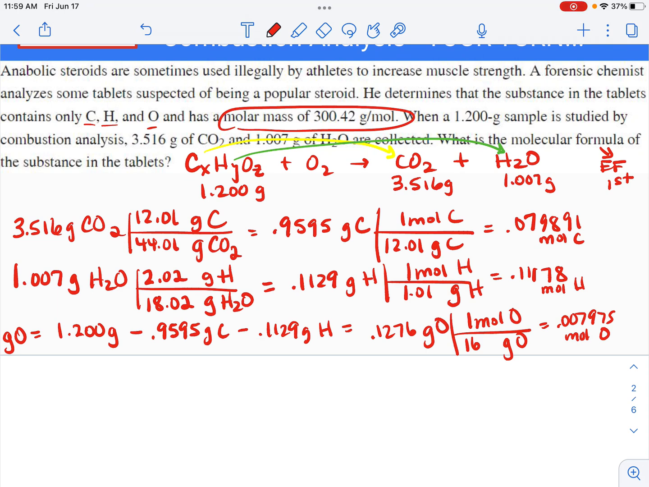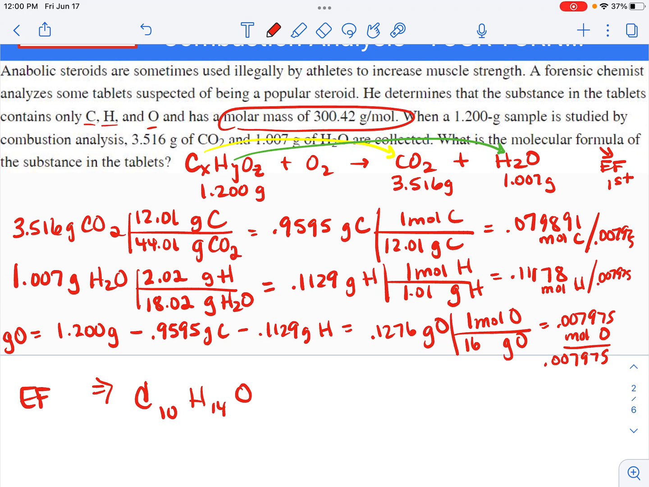Now I'm going to divide by small. The oxygen would be the small, so 0.007975 divided by 0.007975, divided by 0.007975. And what I see after I've divided by small is that I get 10 carbon, and it's pretty close to 10, and I get 14 hydrogen, and it's pretty close to 14, and I get 1 oxygen, which is exactly 1, right? So the empirical formula already has whole numbers. I didn't need to multiply to whole here, and I'm done with the empirical formula.